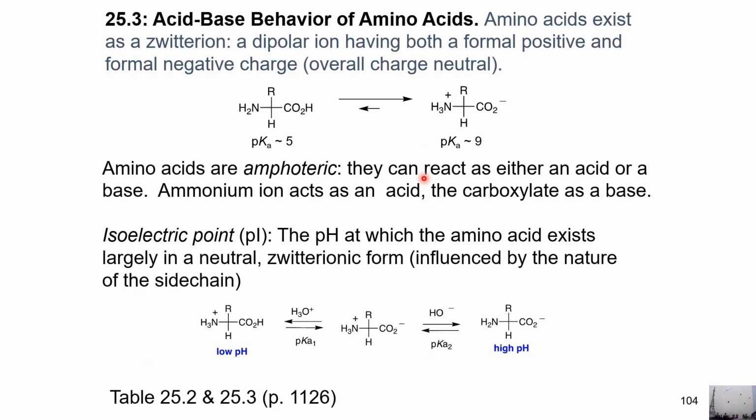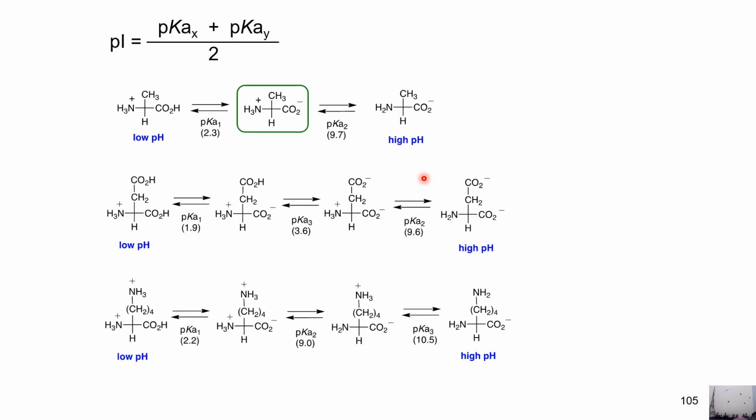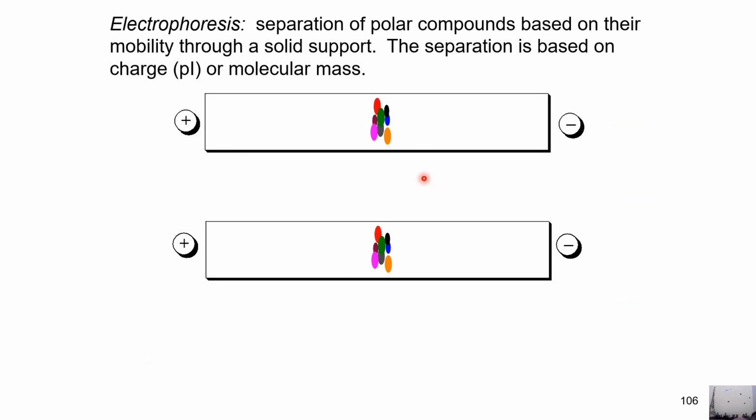We have also talked about the acid-base behavior of amino acids. These amino acids basically exist as zwitterions. It is a dipolar ion having both a formal positive and a formal negative charge, so the overall charge will be neutral. So amino acids are amphoteric. They can react as either an acid or a base. Ammonium ions act as an acid, carboxylate as a base. And the isoelectric point is the pH at which the amino acid exists largely in a neutral zwitterionic form, which is basically influenced by the nature of the side chain. So we talked about electrophoresis, basically the separation of polar compounds based on their mobility through a solid support.